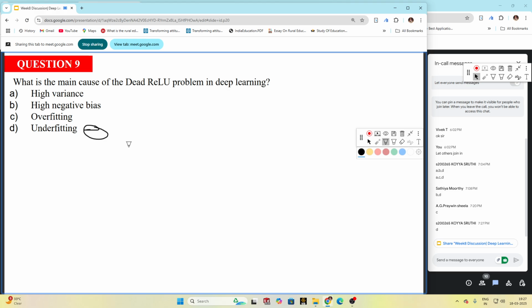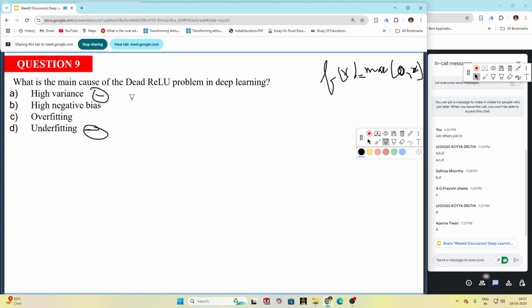No, underfitting is not the correct answer. Neither overfitting nor underfitting. These are all related to the number of parameters. What is the dead ReLU problem? ReLU is f(x) equals maximum of 0 comma x. The neuron will be dead when its output will be 0. So when will the output be 0? When your input is very negative. High variance, you cannot say high variance.